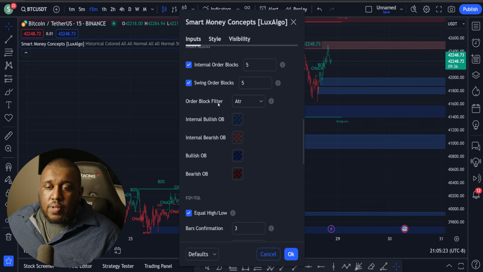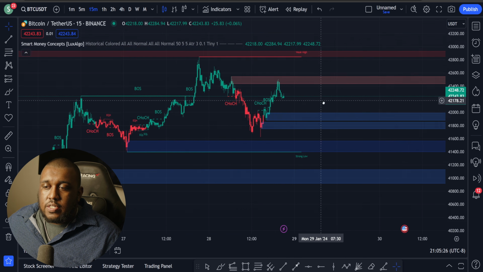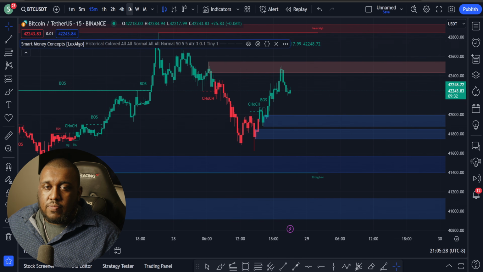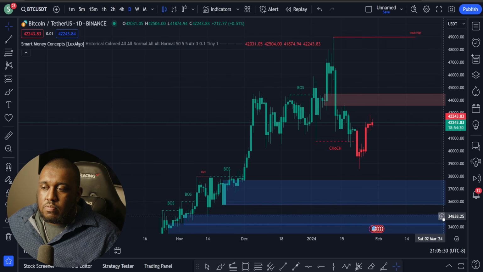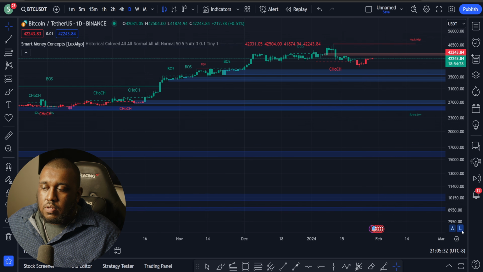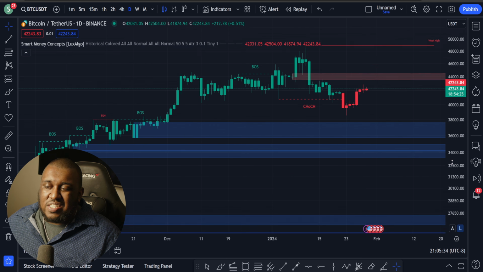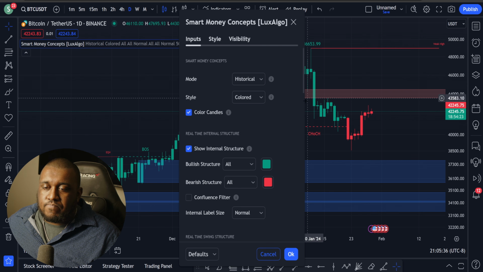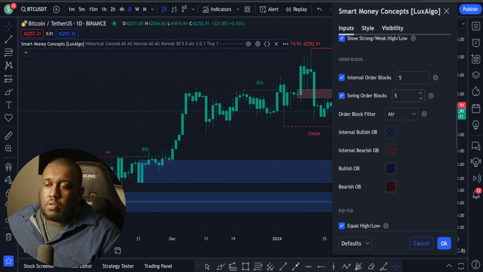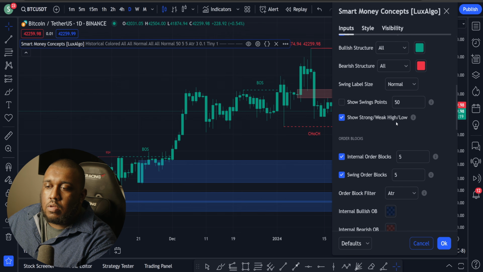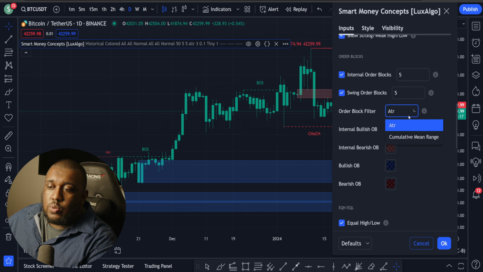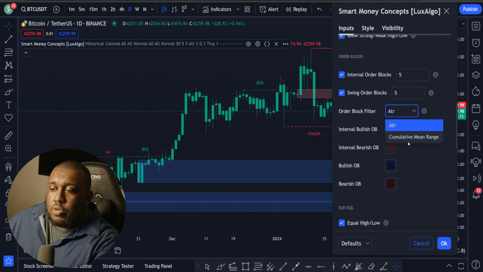Next up, we have order block filter. So we have two options here. Let me just move this down here and let's move this back over to a daily chart. I want you guys to be able to see something nice. There we go. All right, so we got two options here. It's going to be ATR and cumulative mean range.